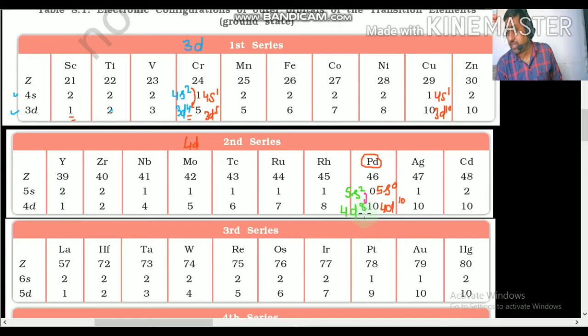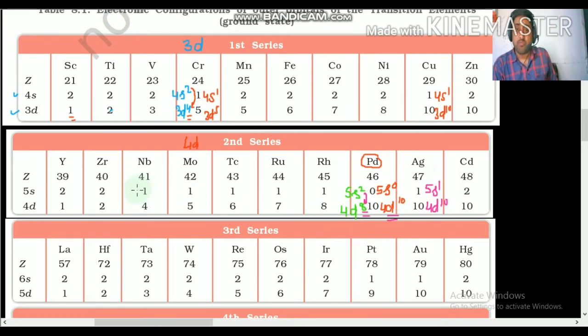Now they have to counteract the pairing energy, but the exchange energy may compensate for this transition, because in d10 there is more chance of exchange energy. That's why 4d10 becomes more stable, and it is 5s0 and 4d10. Similarly here in silver, 5s1 and 4d10. Here only one electron gets transferred. So these are the exception cases.